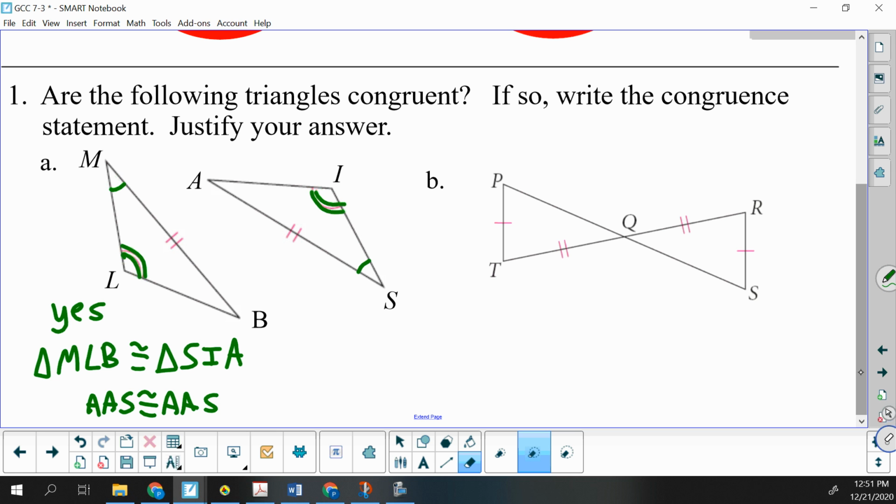So we have vertical angles here. We have crisscrossing lines, so we can mark those vertical angles congruent. Well, we have two sides and we have one angle. The angle is not in between the sides. So this means we have side-side-angle. Well, that's one of our ones that does not work. So are they congruent? No, they are not.